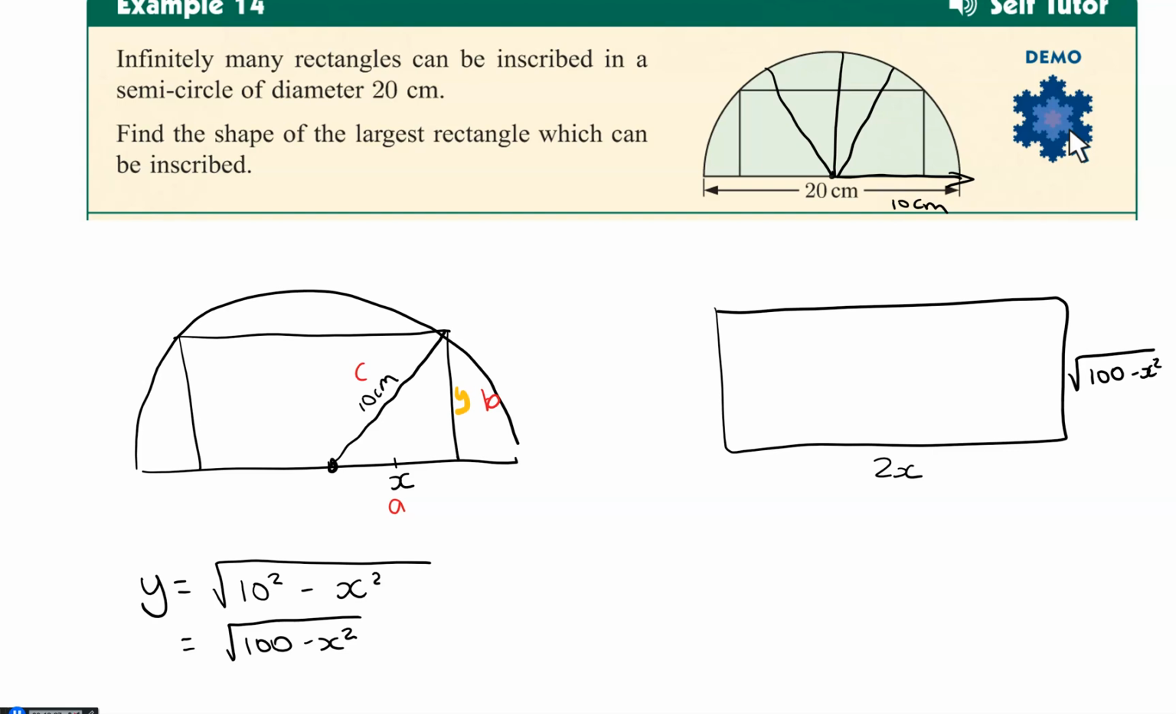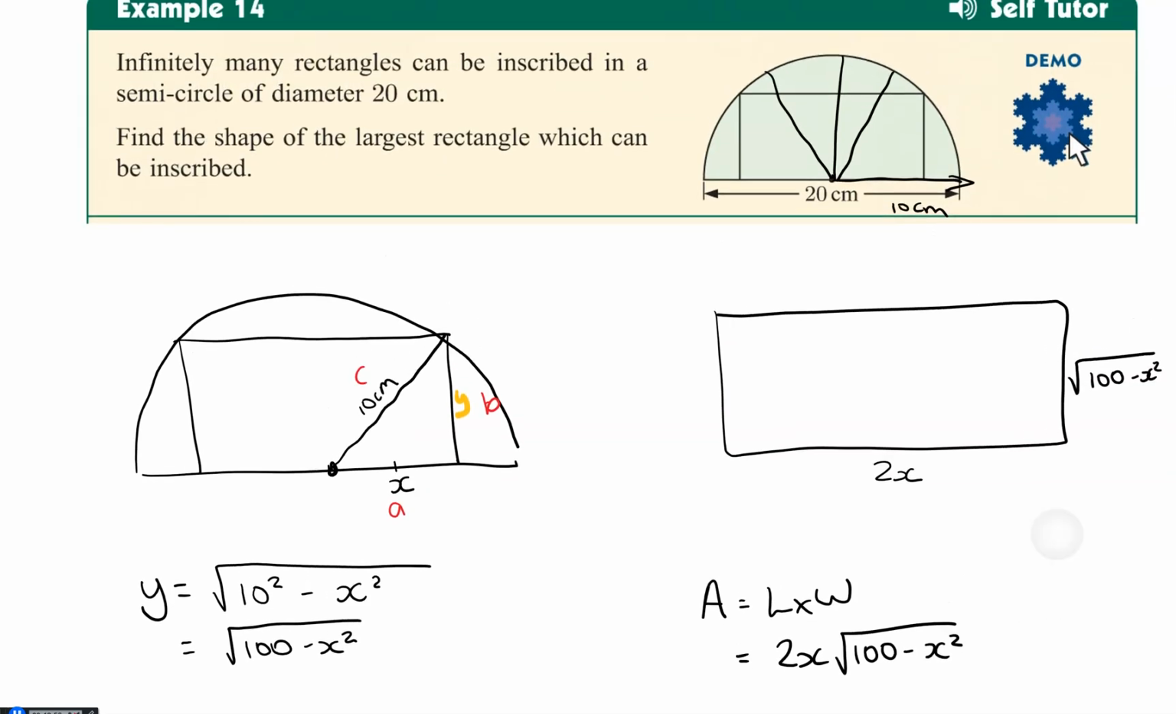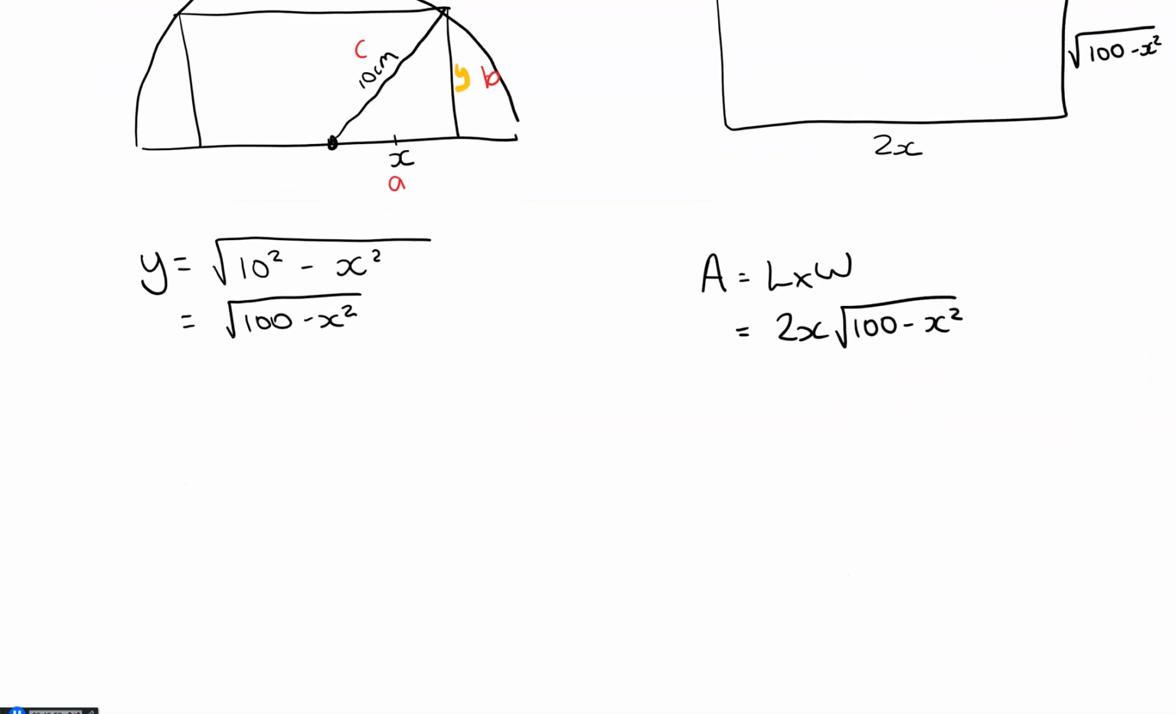We want to find the largest rectangle, which is the area of a rectangle. So the area of a rectangle is length times width. So in this situation, it's going to be 2x times root 100 take x squared. If I want to find the maximum area, I could graph that equation and just press G-solve max, and it would tell me what the maximum area is. But because we're going to use calculus, it doesn't even say it in the question, but your test question does, we need to find the derivative of this.